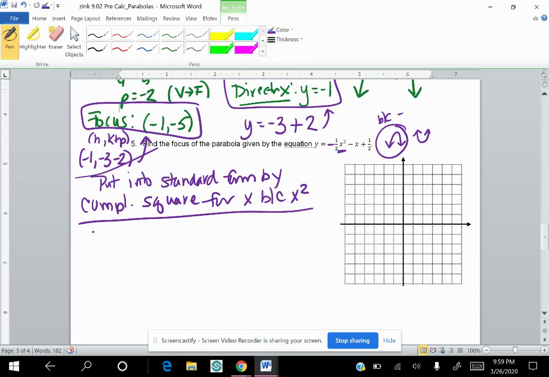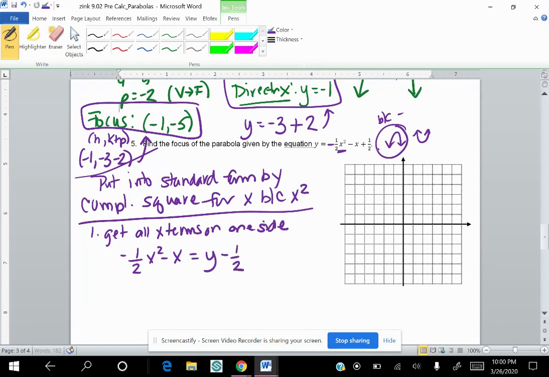All right, so number 1, get all your x terms on one side. Anything that doesn't have an x is not going to stay. So -1/2 x squared minus x equals y, and I'm going to subtract the 1/2 over to the other side because it doesn't have a variable at all.